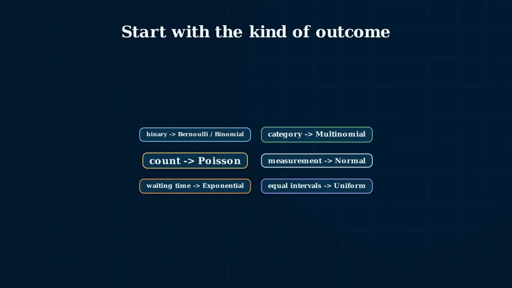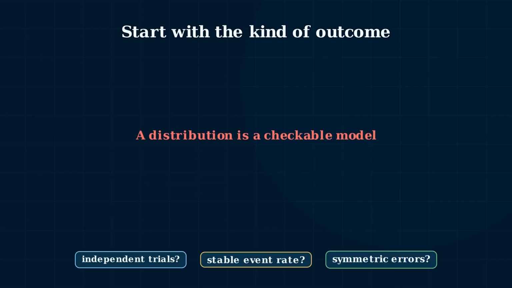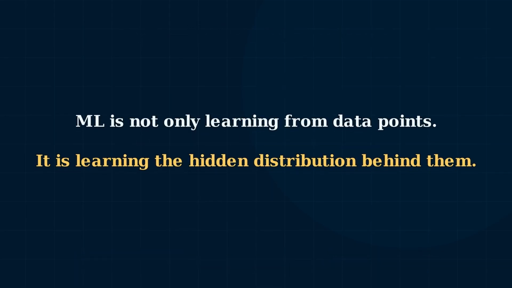The right choice begins with the question: binary outcome, category, count, measurement, or weight. Then test the assumptions. Are trials independent? Is the rate stable? Are errors roughly symmetric? A distribution is useful because it is a checkable mathematical model, not because its name sounds familiar. Machine learning is not only learning from isolated data points, it is learning a hidden distribution: what is common, what is rare, how uncertain a prediction is, and when the world may have changed.